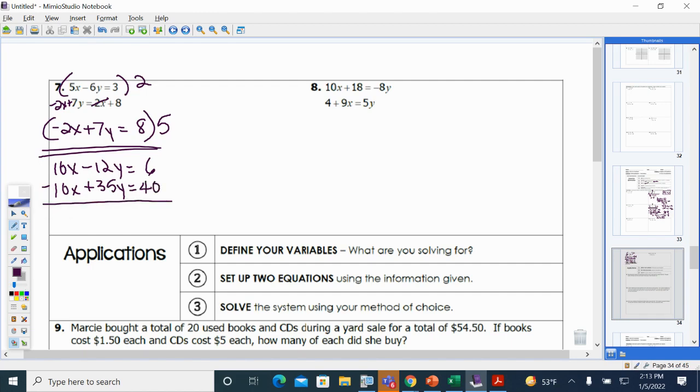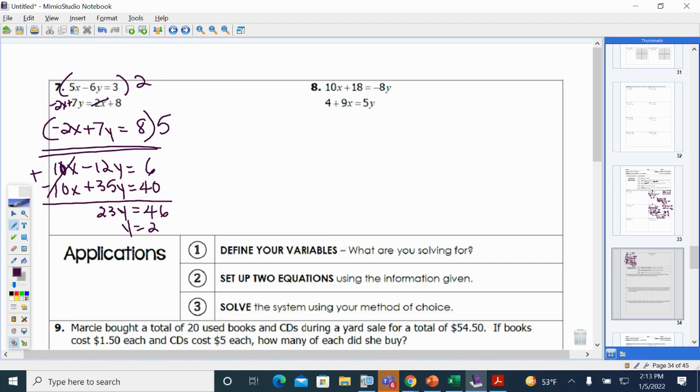Now we can just add. So you can easily see here that your x's are opposites. We can just add the two equations together. Negative 12 plus 35 is going to give me a positive 23y. Equals 6 plus 40 is 46. Divide by 23 and we get y equals 2.